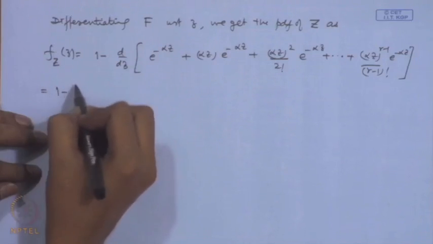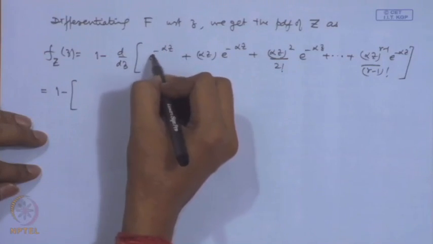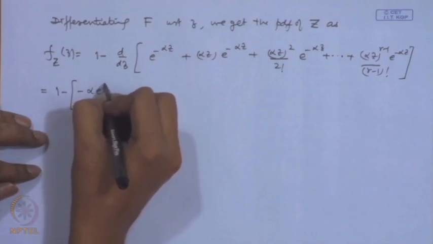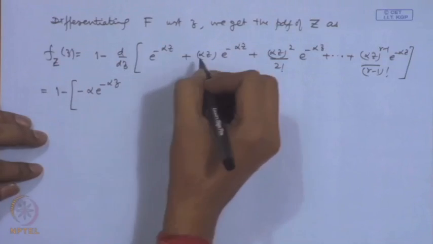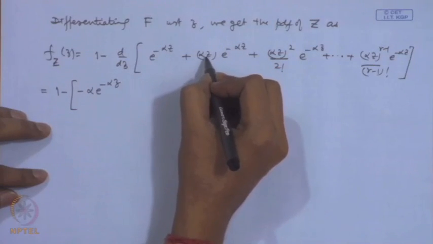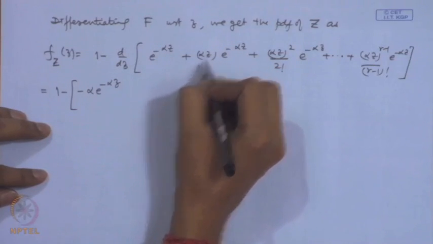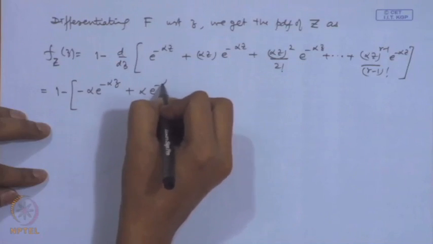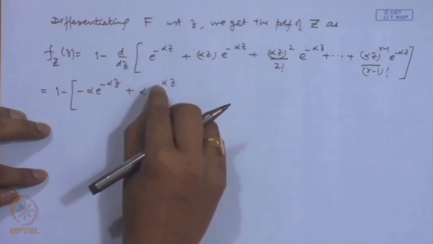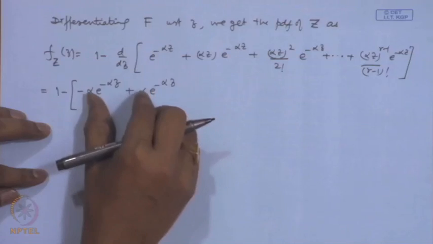So, this is equal to 1 minus. Now, if we differentiate this, we get minus alpha e to the power minus alpha z. If we differentiate the first term of this one, I will get alpha. So I get plus alpha e to the power minus alpha z, and notice here that this term is the same as this term and they cancel out.